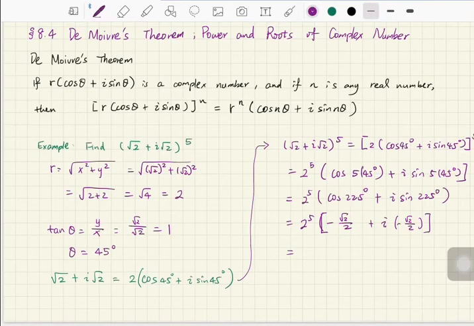Then when we multiply them, 2 to the 5th power multiplied by negative square root 2 over 2, plus i times 2 to the 5th power times negative square root 2 over 2. When we simplify it, we will get negative 16 square root of 2 minus 16i square root of 2.